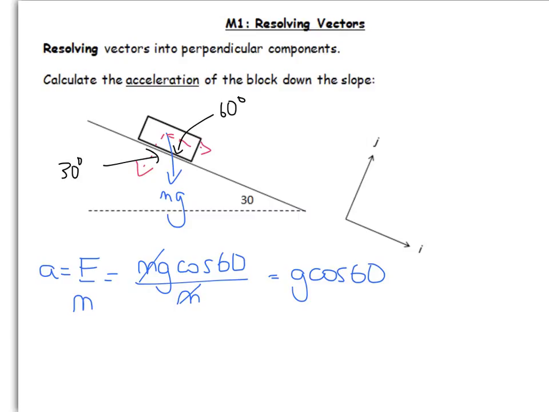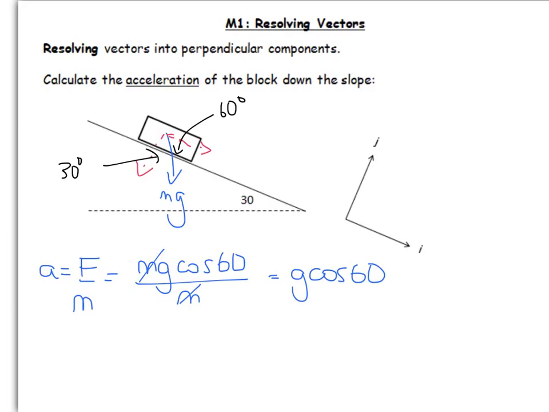So that's the acceleration down the slope, or in the i direction. If we wanted to know what the reactionary force of the block was, that would just be the other component, but that's not what I was asked for, so I'm not going to talk about that now. Okay, so that's resolving vectors into perpendicular components.